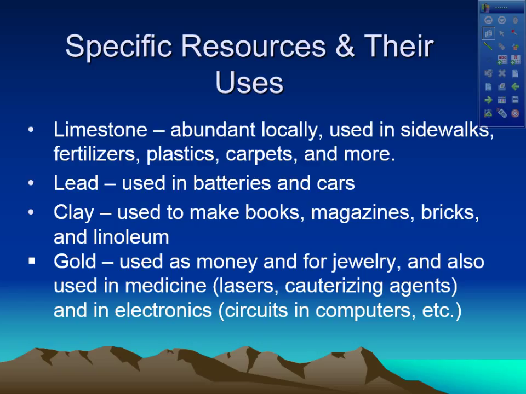So, other stuff that we use and that we mine for is limestone. Limestone is very abundant in Texas. It's used in sidewalks and fertilizers, plastics, carpets, very common. Lead is used in batteries and in cars. Clay is used in books, magazines, bricks, and linoleum. And then gold, we all know that that's a very valuable resource, used as money, for jewelry, used in medicine and electronics. The same for silver and some other precious metals.